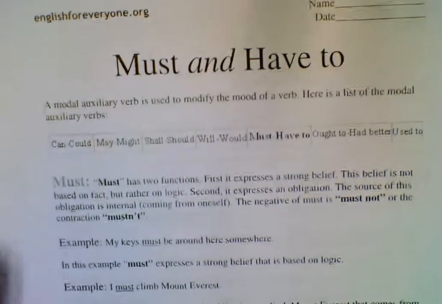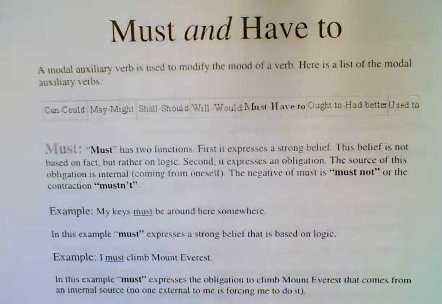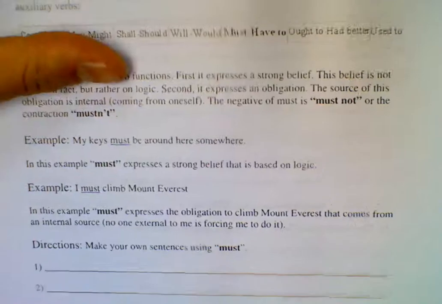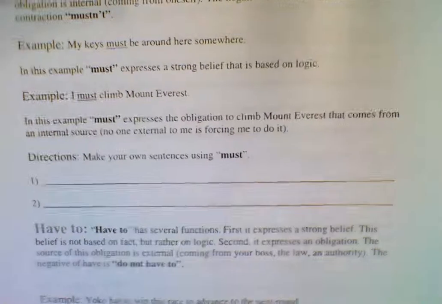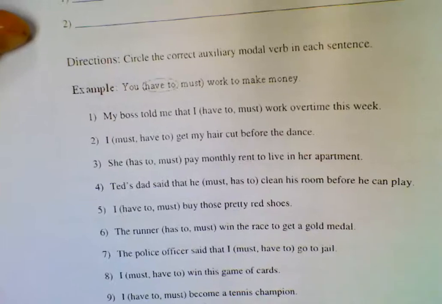Okay, must and have to are different. Must means something will happen. It is an obligation that it will happen, and it is based on logic that it will happen. If you must do something, you are obligated to do something, and it will take place. Again, we started off by making our own sentences using must. And then it asks us to find the correct verb in each sentence. Let's do a couple together.